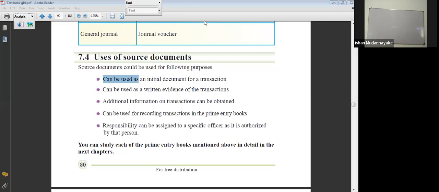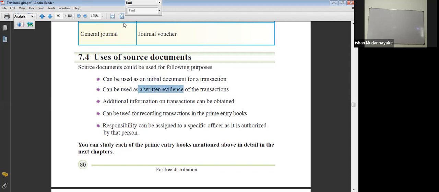Can be used as an initial document for a transaction. Yes, it is the initial document for a transaction. Please highlight: initial document of the transaction.